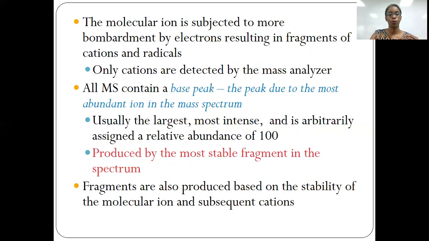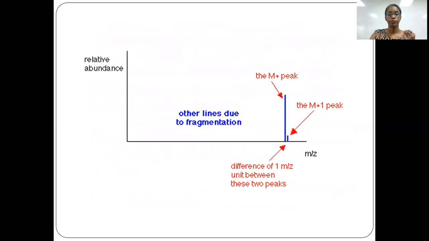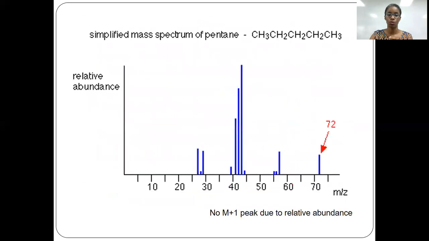We also have our base peak. Your mass spectrum will also have a base peak, which is the most abundant ion in the mass spectrum. That is usually produced from the most stable fragment in the sample. The most stable fragment that comes out of your sample would be the one that creates the base peak. This part of it looks like this, your M peak and your M+1 peak. This is your molecular ion cluster, your M, mass to charge, and your M+1 because of the carbon-13 isotope.